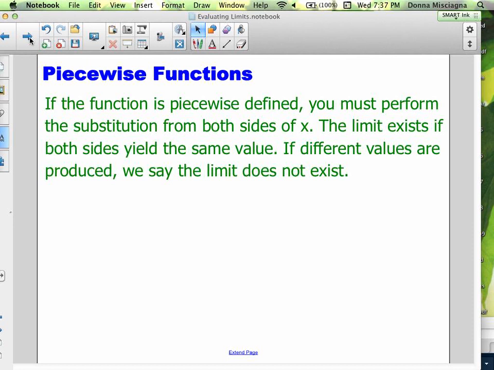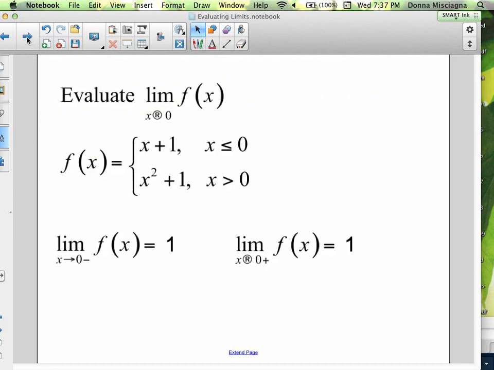So here, all we need to do is check on both sides. We have to use both parts of our function, right? Both pieces, and see, do we approach the same value from the left and the right-hand sides? Do the two sides meet? So here we want to find the limit of f of x as x approaches 0. We have to check and make sure that we approach the same thing from the right-hand side and the left-hand side.